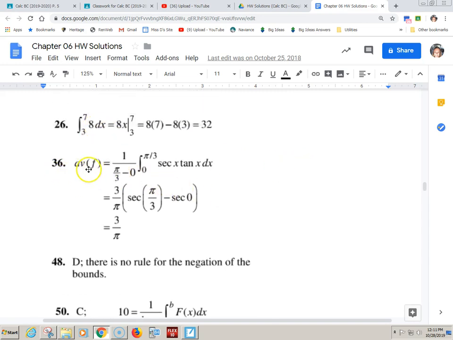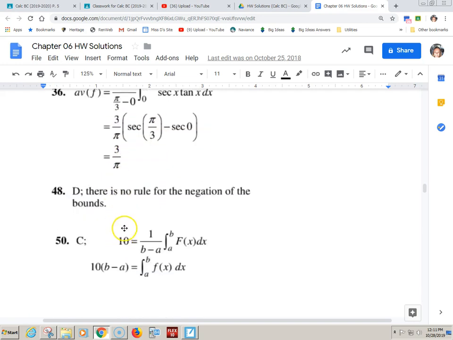Number 36, the average value. We needed the definite integral, which was a simple secant antiderivative, but we also needed 1 over b minus a. Hence the final answer, 3 over π. Number 48 is D as in delta, and 50 is C as in cataclysmic.